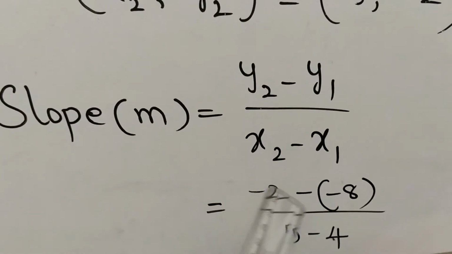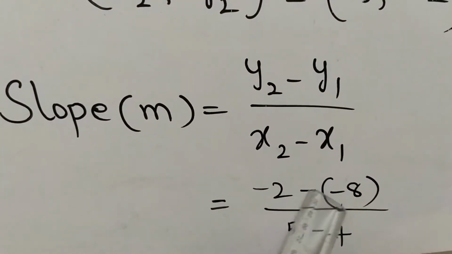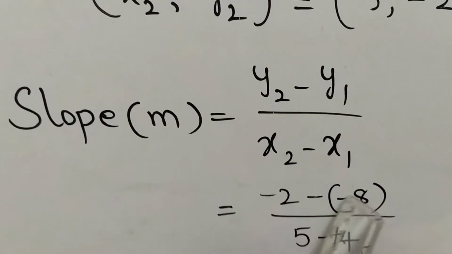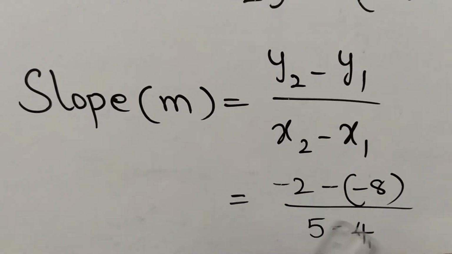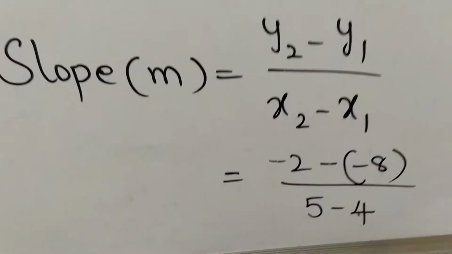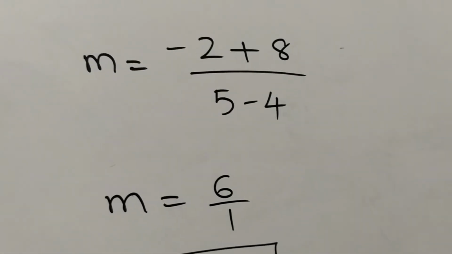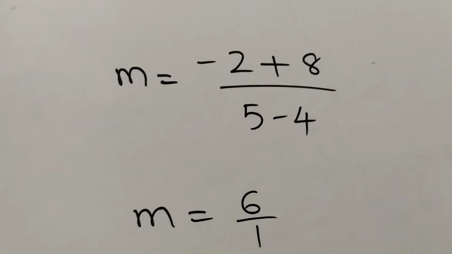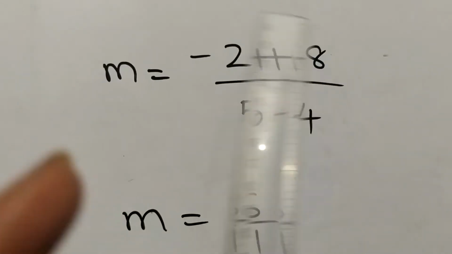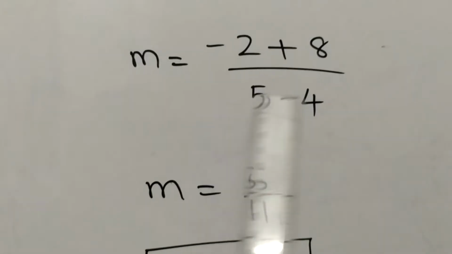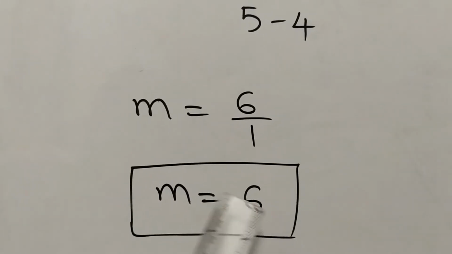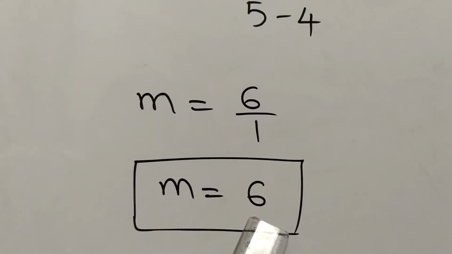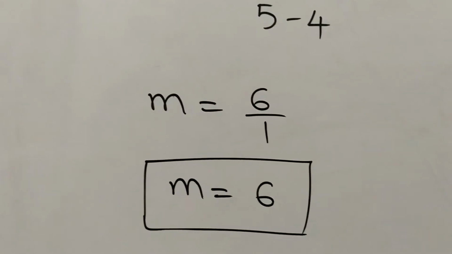Now see what happens here: minus 2 minus of minus 8, minus into minus is plus. This is minus 2 plus 8 by 5 minus 4. Next, see, students, it is minus 2 plus 8 by 5 minus 4. 8 minus 2 is 6. 5 minus 4 is 1. Therefore the m value is 6. The slope of the given 2 points is 6. This is the first solution.